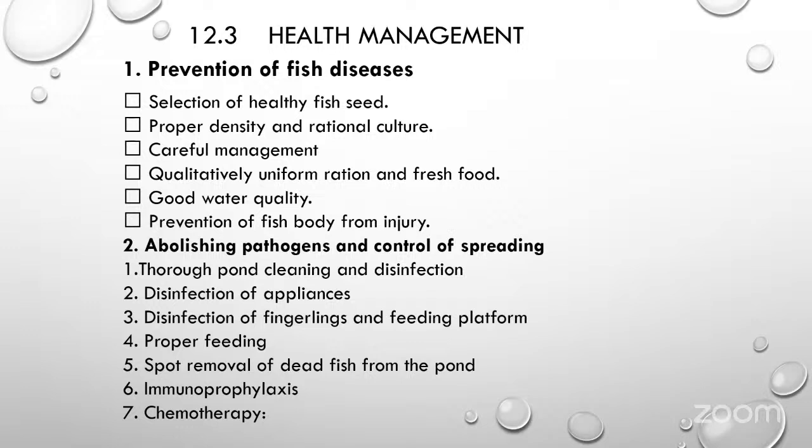Thorough pond cleaning and disinfection should be followed. Disinfection of appliances. What are the appliances? Nets and the fishing materials that we use, fishing rods and all, they should be disinfected timely. And disinfection of fingerlings and feeding platform also. And fish should be properly fed. Spot removal of dead fish from the pond. So whenever we find some dead fish, immediately without any delay, we need to remove all the dead fish from the pond.